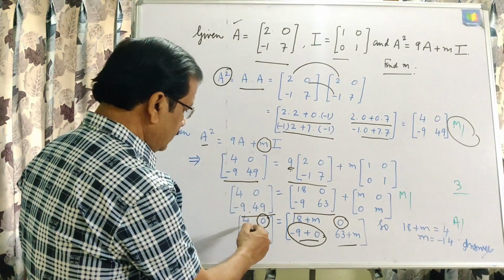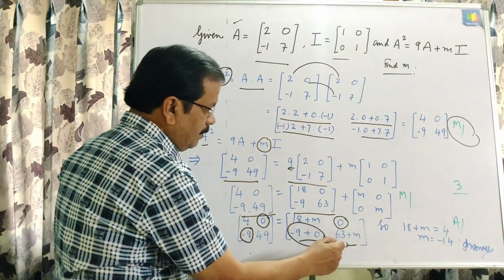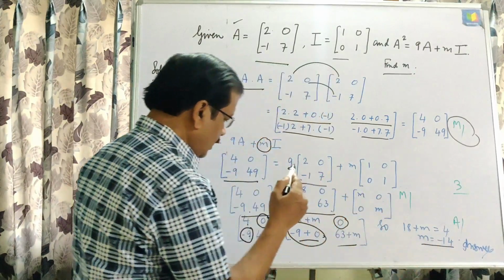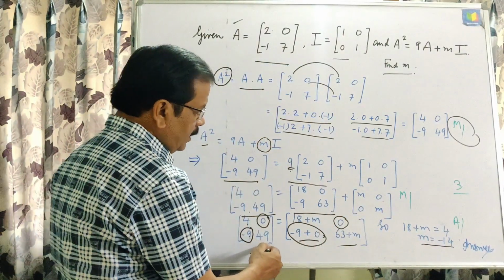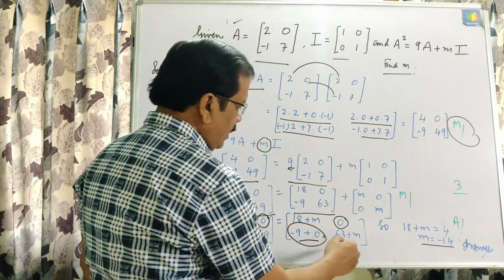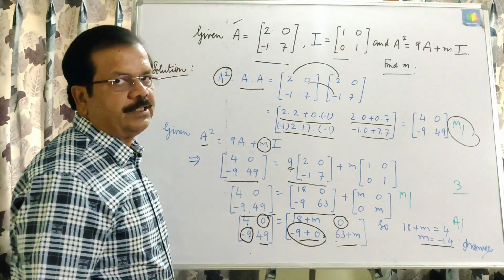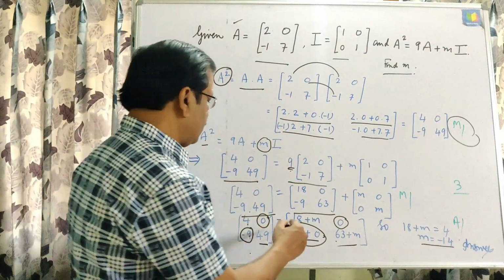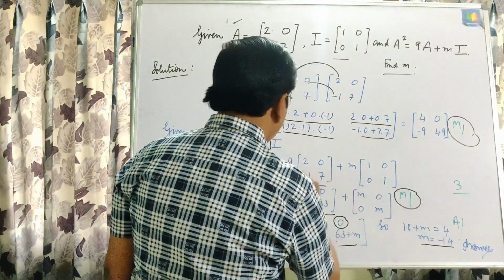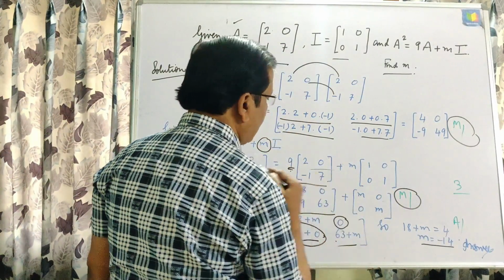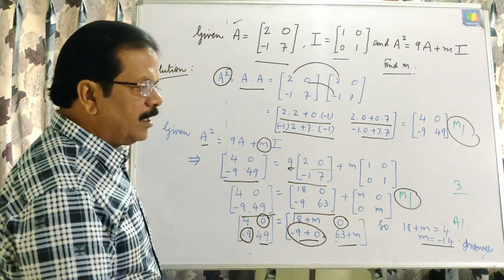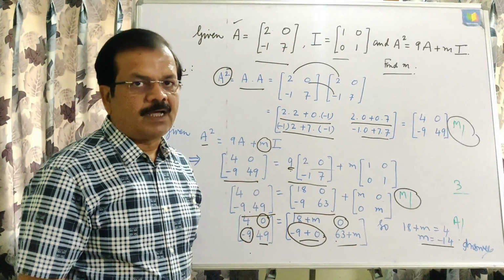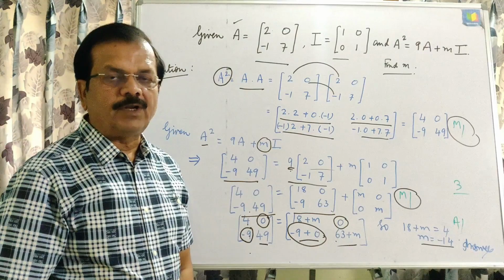And then comparing this, 49 is equal to 63 plus m, then m is equal to -14. You can check your answer. This is your answer. Now second method mark will be given here after scalar multiplication and then writing this way. And then third is the answer mark. This way, this is the question. Now next question.